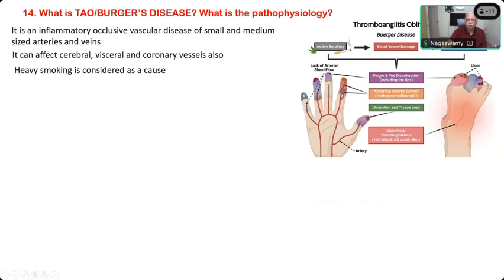So lack of arterial blood flow to usually the tips or the digits, in both hands and feet, can happen. So finger and toe discoloration, abnormal arterial growth called corkscrew collaterals, ulceration and tissue loss, superficial thrombophlebitis. So you can have a thrombosed vein seen on the skin. These are all the features of this particular disease. What are the complications of this disease?